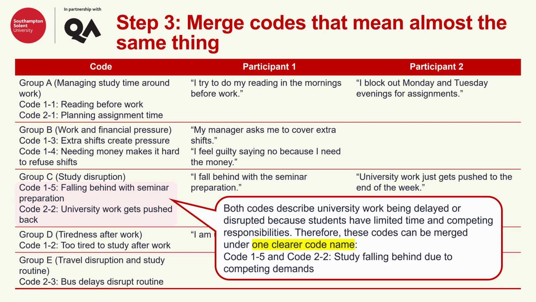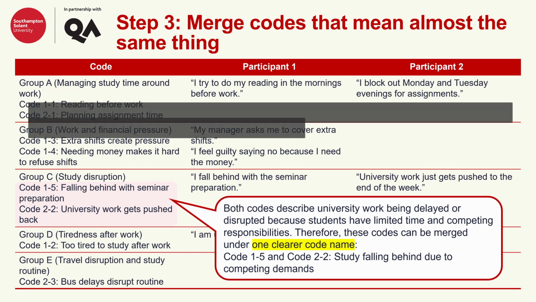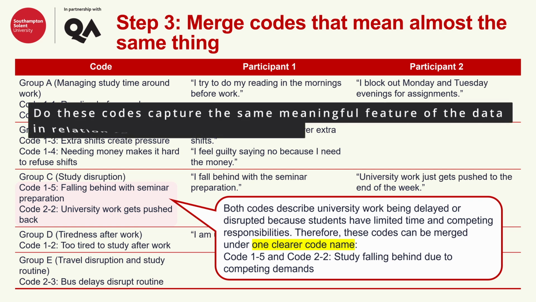However, codes should be merged because their underlying meanings are sufficiently similar, not merely because they contain the same words or mention the same topic. If two extracts refer to work but express different experiences, such as financial pressures and physical tiredness, they may need to remain separate. The question to ask is, do these codes capture the same meaningful features of the data in relation to the research question?